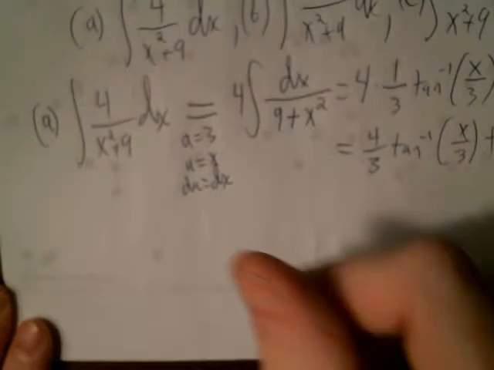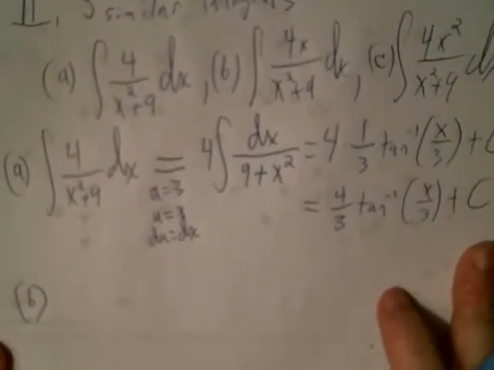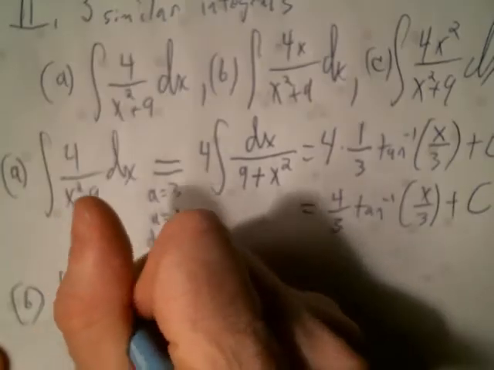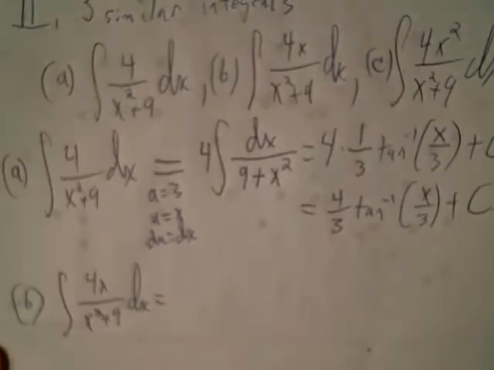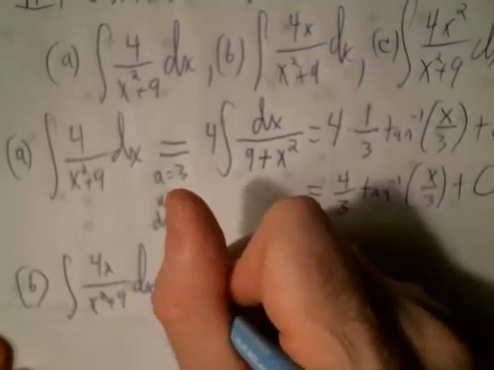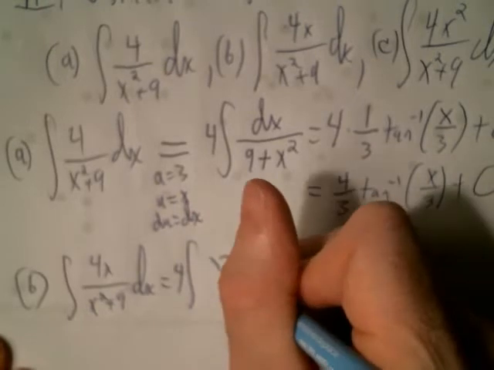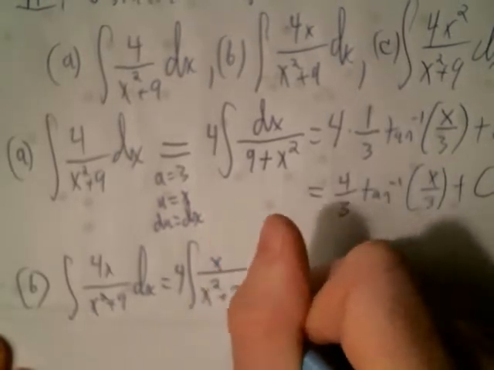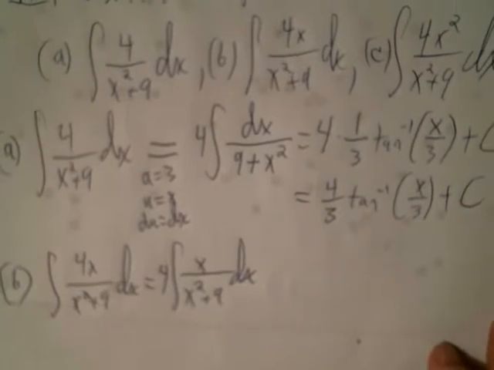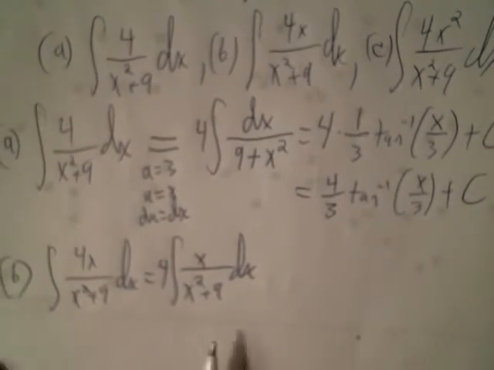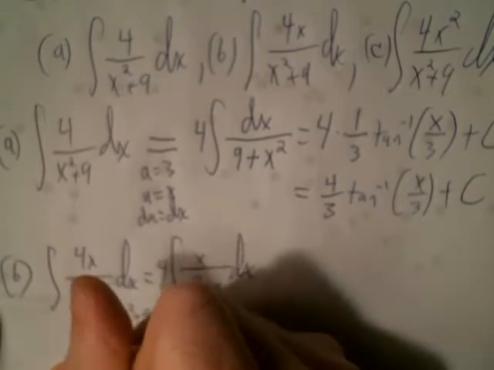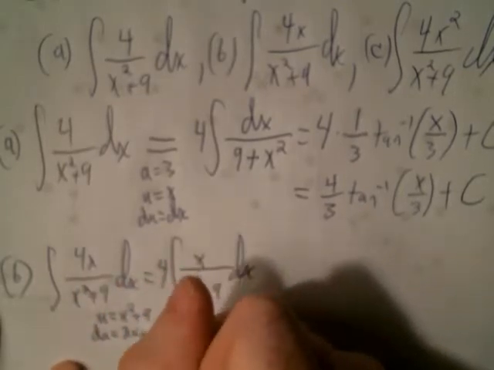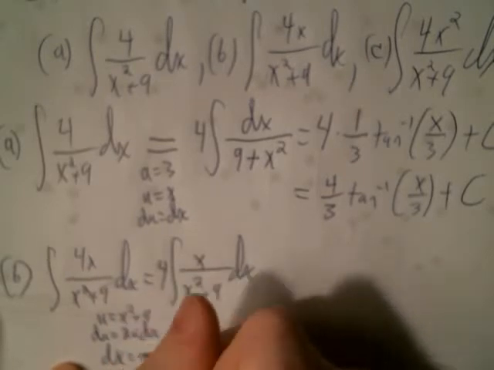Okay, part B then, let's look at this character: 4x all over x squared plus 9. Again, a good, safe thing to do is to factor out the 4, so we have the integral of x all over x squared plus 9 dx. This guy looks like it's going to be a natural log. You have to do a u substitution for x squared plus 9. du is 2x dx, so I'm going to replace my dx with du over 2.